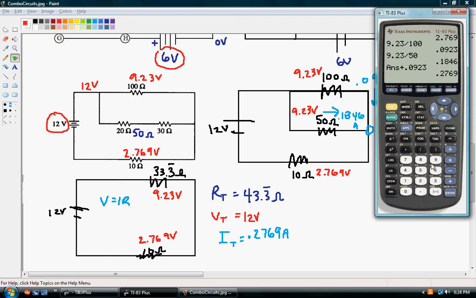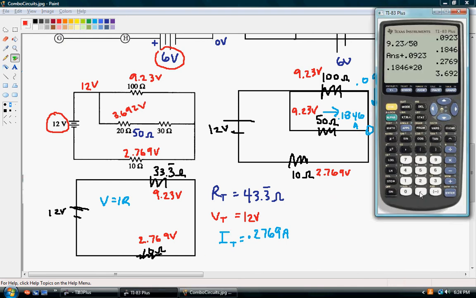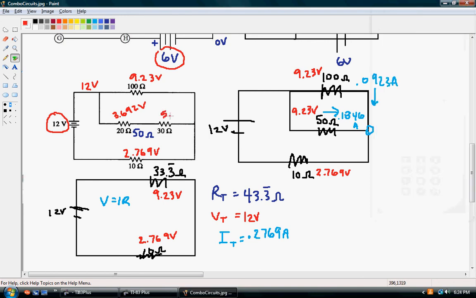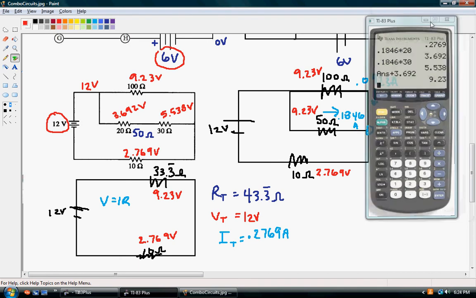So 0.1846 times the resistance, so the first one is 20. That equals 3.692 volts. And then the second one would be 0.1846 times 30. So the current times that particular resistor, 5.538. And those two together should give us a total of 9.23. So we'll go ahead and double check that. 9.23, yeah.